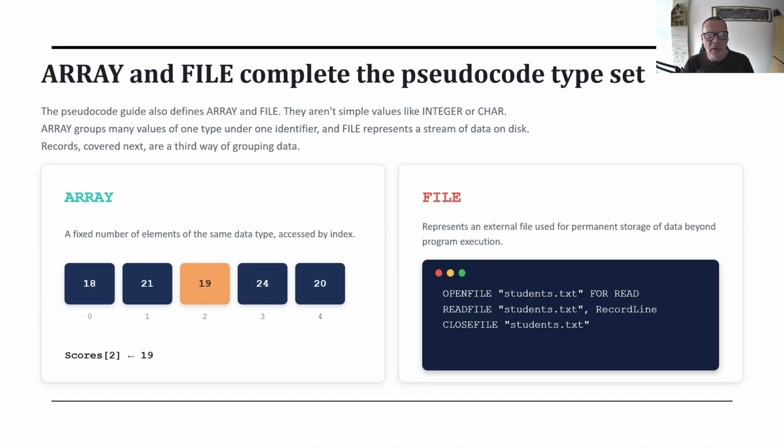We also have arrays and files. An array is a data type that can store a fixed number of elements of the same data type, and they can be accessed by index. We look at arrays much more in the next video. And files represent external files for permanent storage of data that last beyond the program execution. And you'll be able to open files, read files, and close files.